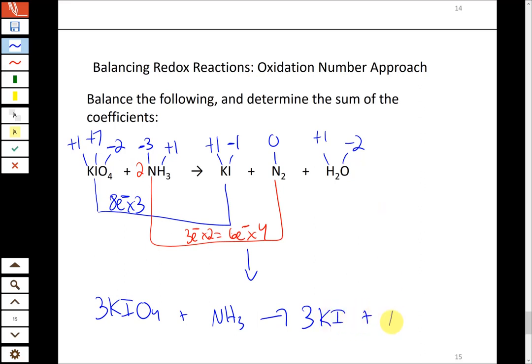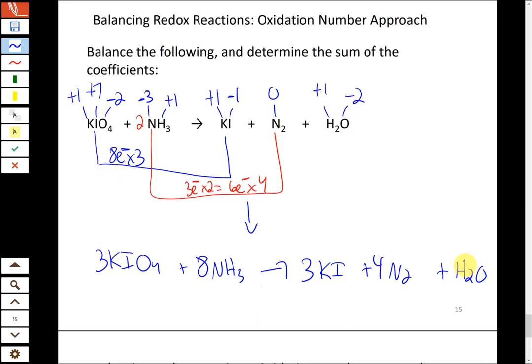And then for nitrogen, what we had was we have to quadruple the coefficients. It was originally 6 electrons, need to happen 4 times to get the total of 24. So this quadruples to 8, and nitrogen quadruples to 4. And then finally, we have to get oxygen balanced by adding the correct number of waters to this product side.